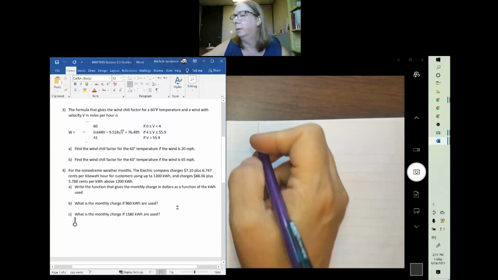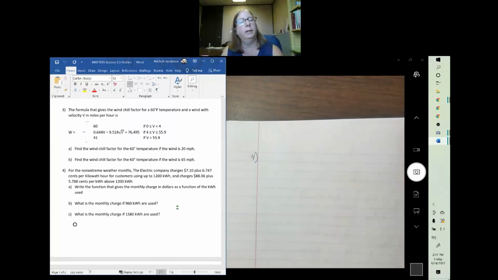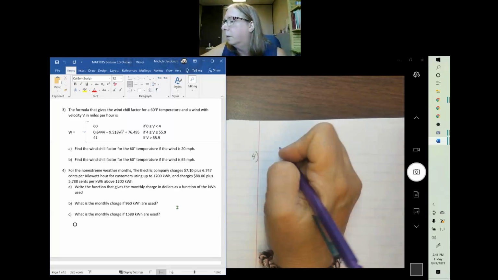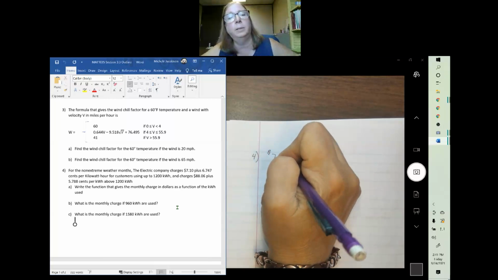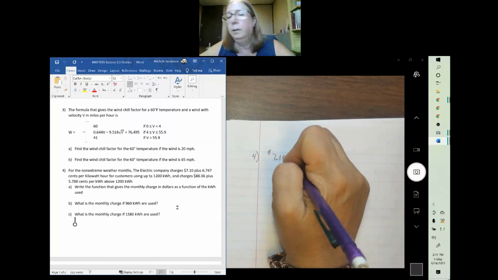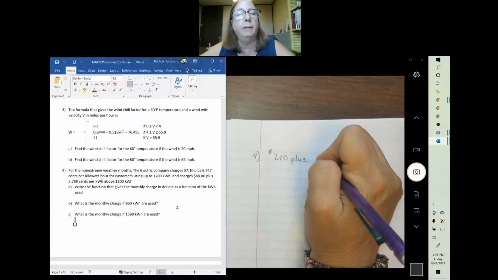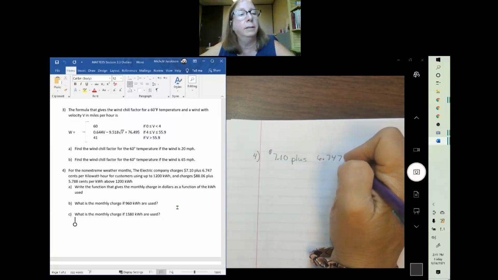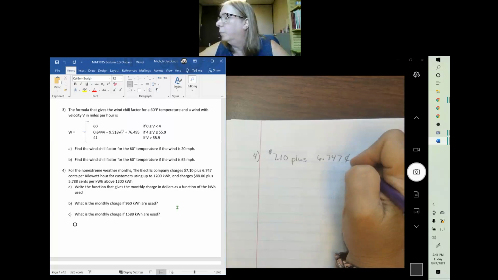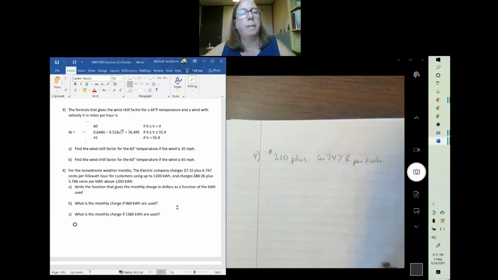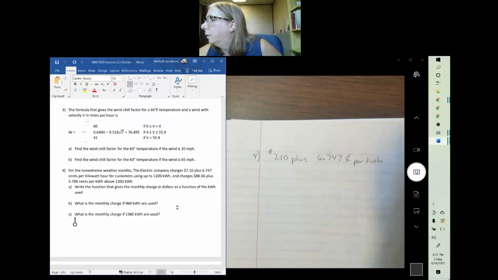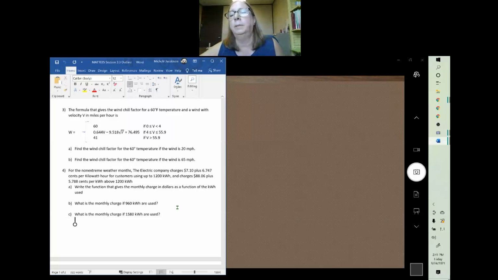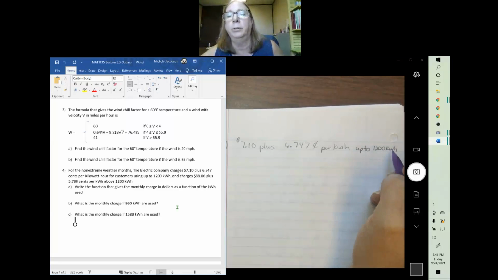Okay. Number 4. For the non-extreme weather months, the electric company charges $7.10 plus 6.747 cents per kilowatt hour for customers using up to 1,200 kilowatt hours. So if you use up to 1,200 kilowatt hours, this is what you get charged.